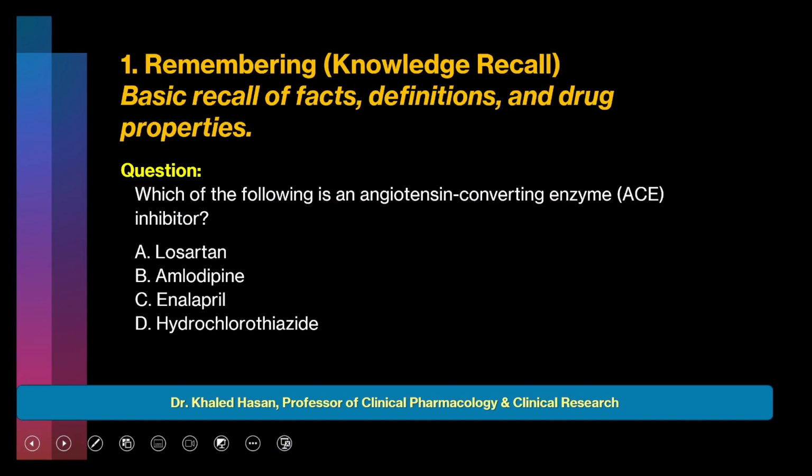So the level 1 of Bloom's taxonomy question: which of the following is an angiotensin converting enzyme inhibitor? Losartan, amlodipine, enalapril, hydrochlorothiazide. This is remembering here. Try to recall the fact, definition, and drug properties. So A, losartan, B, amlodipine, C, enalapril, or D, hydrochlorothiazide.